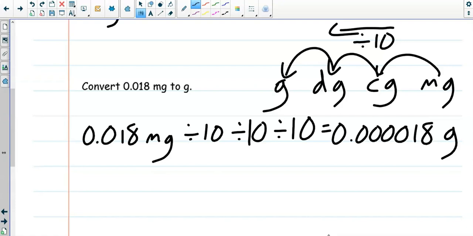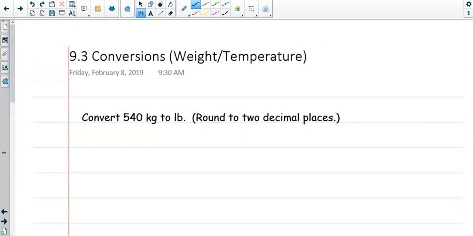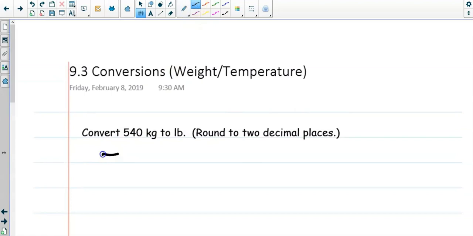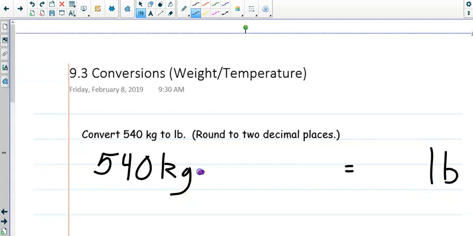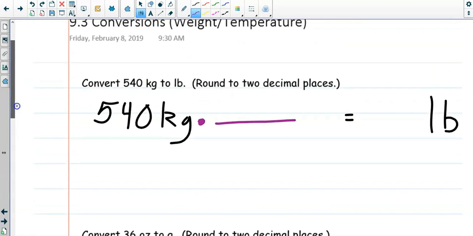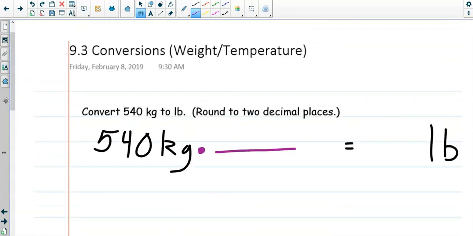All right, here you're going from kilograms to pounds. So we're going from metric to English. That's where you're going to want to look at page 3 of those notes, because that's where we have the English to metric, metric to English type of conversions. So we have 540 kilograms, and we want to change this into pounds. We need to find a conversion that's going to work for us. There has to be some sort of relationship between kilograms and pounds. So let's jump into it.